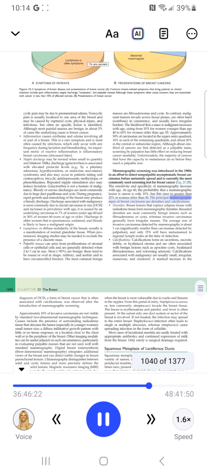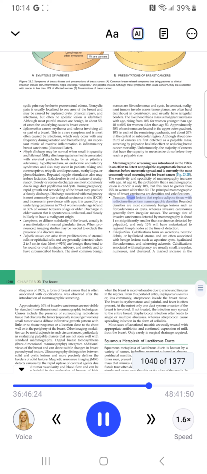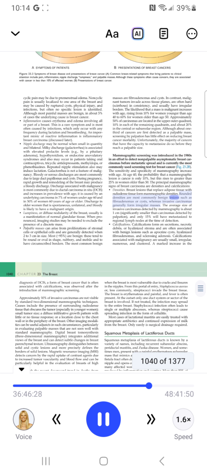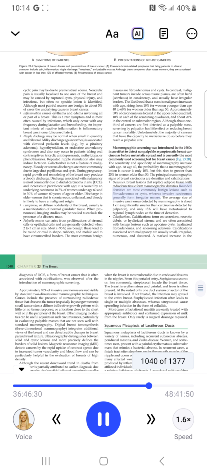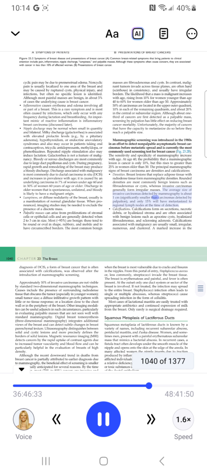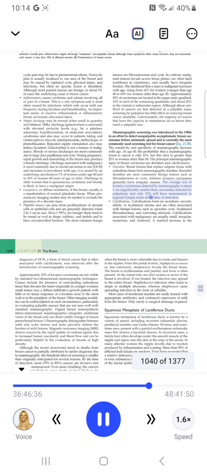The principal mammographic signs of breast carcinoma are densities and calcifications. Densities. Breast lesions that replace adipose tissue with radiodense tissue form mammographic densities. Rounded densities are most commonly benign lesions such as fibroadenomas or cysts, whereas invasive carcinomas generally form irregular masses. The average size of invasive carcinomas detected by mammography is about 1 cm, significantly smaller than carcinomas detected by palpation, and only 15% will have metastasized to regional lymph nodes at the time of detection.